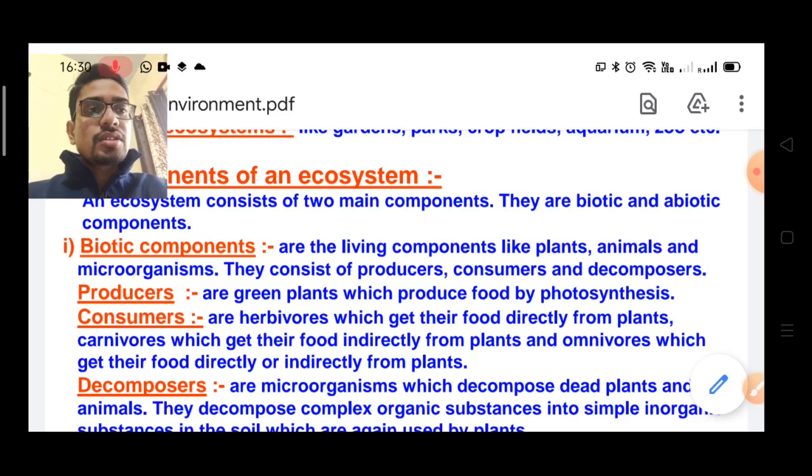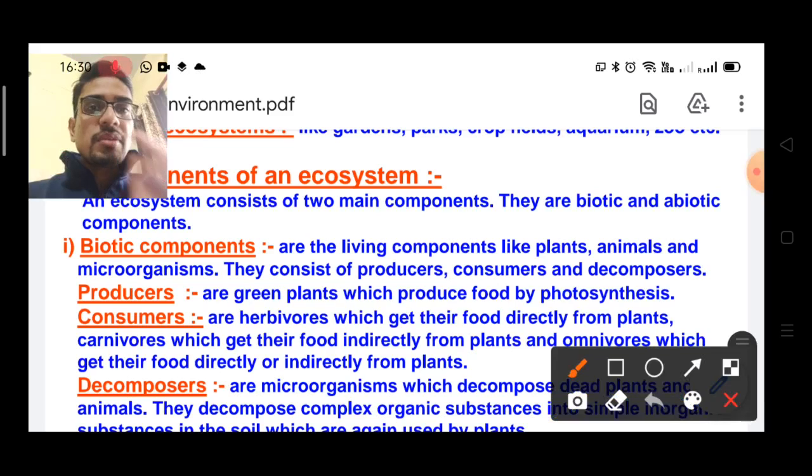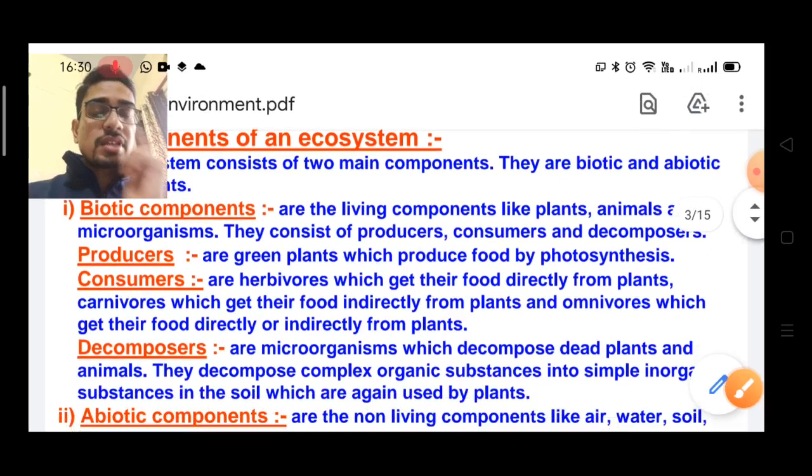Right. So what are consumers? Consumers may be herbivores, carnivores, and omnivores. Herbivores take food directly from plants, and carnivores indirectly. So very easy concepts. Decomposers.